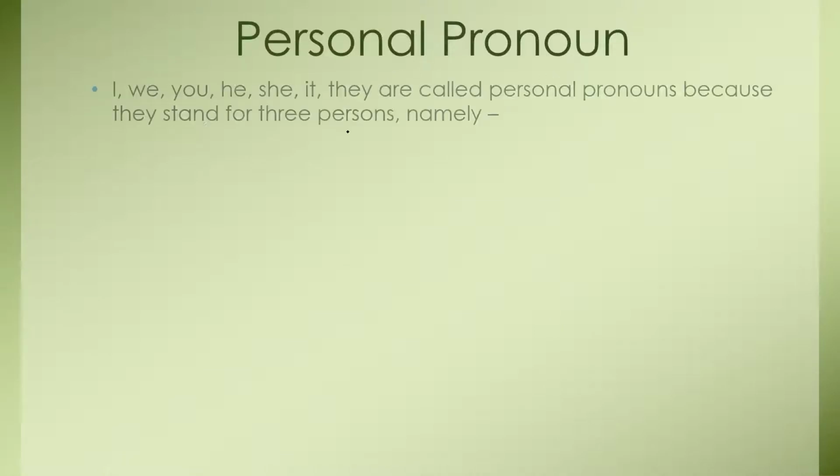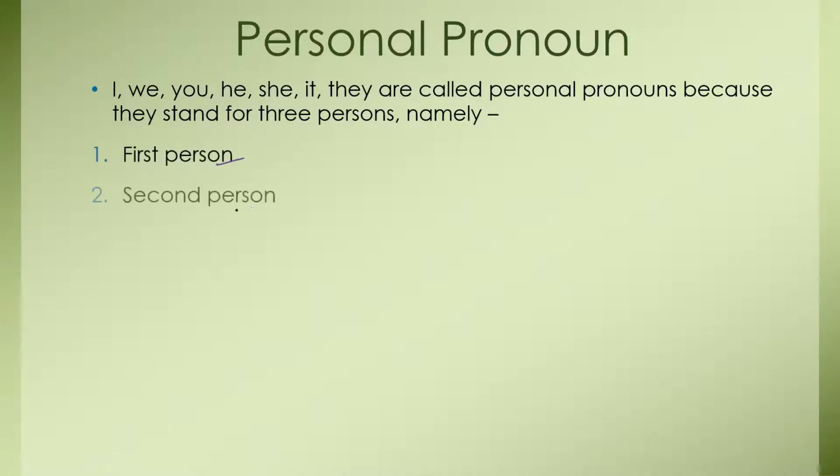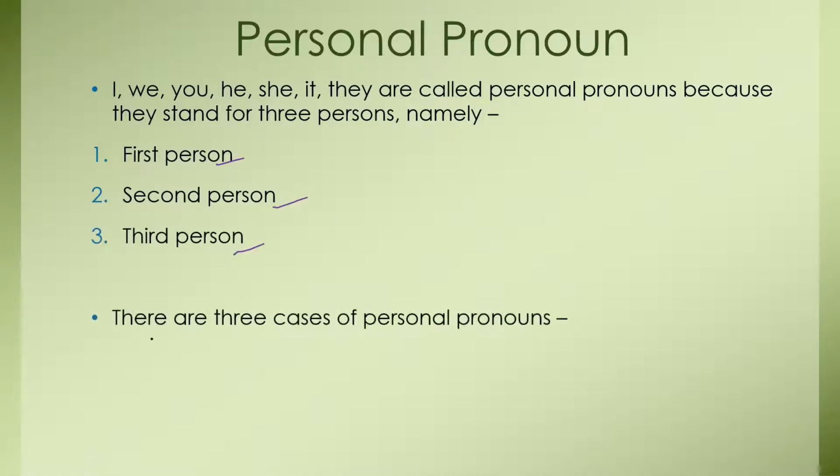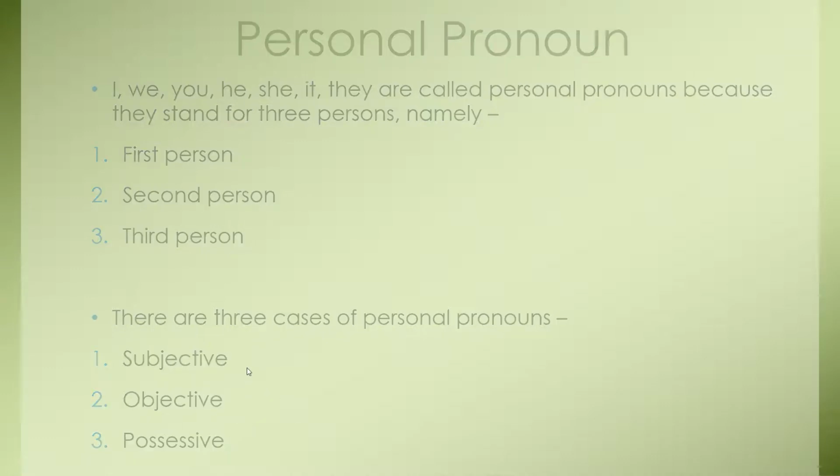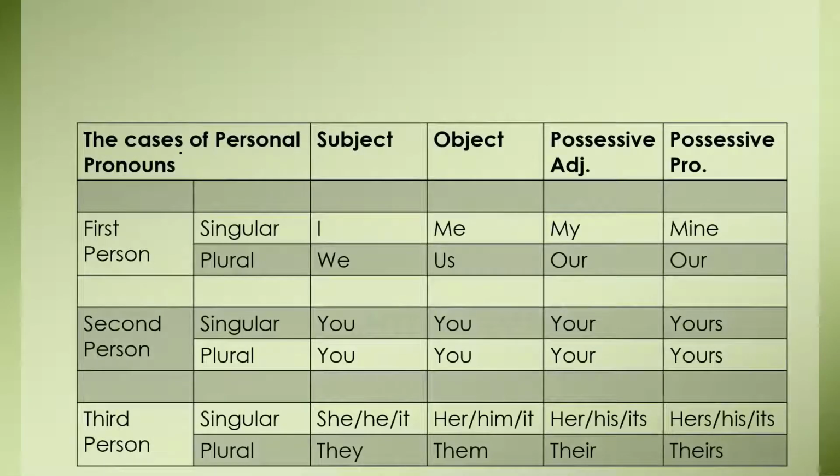Personal pronoun. I, we, you, he, she, it, they are called personal pronouns because they stand for three persons, namely first person, second person, and third person. There are three cases of personal pronouns. They are subjective, objective, and possessive. Here is a table of personal pronouns.